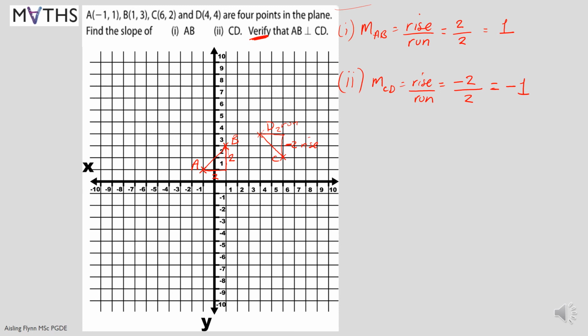Okay, we're asked to verify that AB is perpendicular to CD, and the test for that is to multiply. So let's take the slope of AB, which is 1, multiplied by the slope of CD, which is minus 1, and the answer we get is minus 1, which is correct. Okay, we said if 2 slopes are perpendicular, when you multiply them you should get the answer minus 1. So we can say therefore AB is perpendicular to CD.